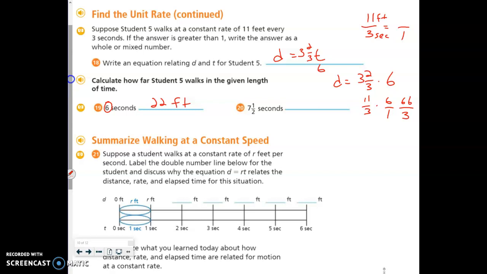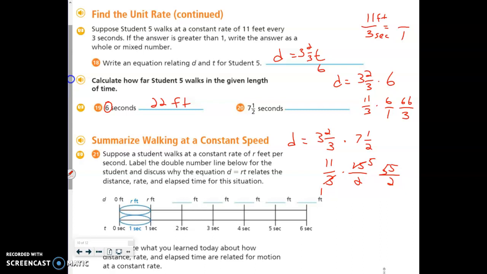The next one, a little trickier again. Now I've got two mixed numbers. So d, the distance traveled by student 5 after 7.5 seconds, will be traveling at 3 2/3 feet times 7.5 seconds. I'm going to convert this back to its 11/3. This one's going to become 15 halves, or 15 over 2. There is a way for me to simplify first, just to make this problem a little easier. I can divide both these by 3 and get it to be this. So now we end up with 55 over 2. Not 15, excuse me, 55 over 2, because 11 times 5 is 55.